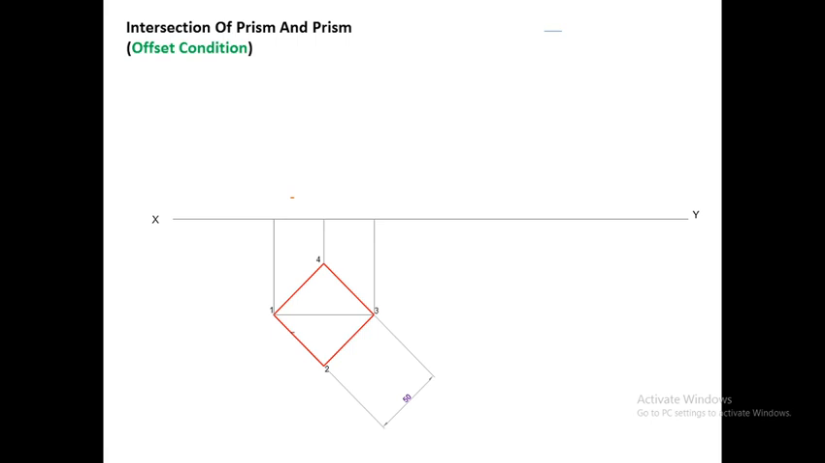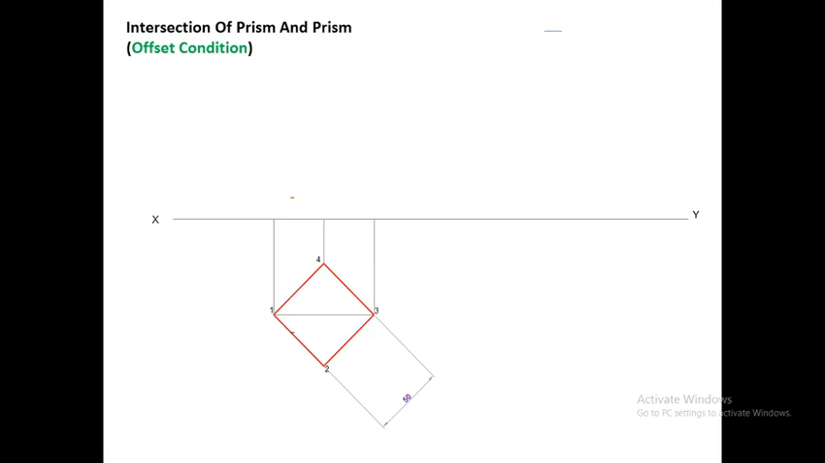Now the front view will be nothing but a rectangle. Now you can see here that this vertical square prism will have four rectangular surfaces, that is 1 to 2, 2 to 3, 3 to 4 and 4 to 1. These all sides represent the lateral surface of the vertical square prism, which will be nothing but rectangular surfaces.